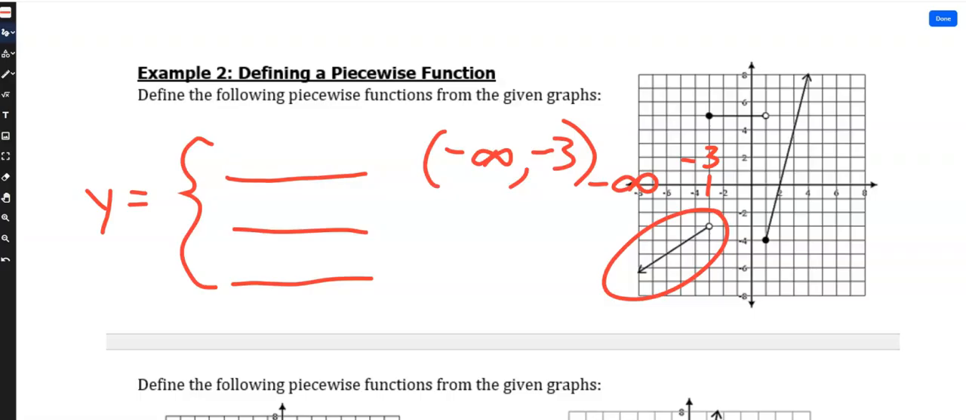Now the next one down goes from -3 over here to +1, and it's closed on the left and open on the right. And then the last piece on the far right goes from closed 1 to infinity. So first of all, write all that stuff down to begin with.